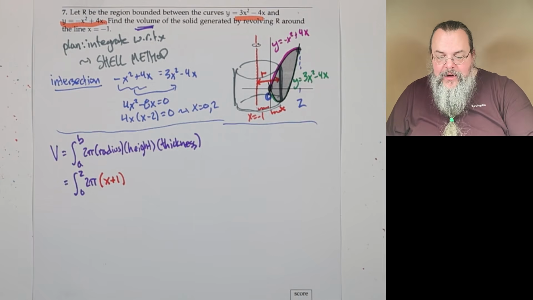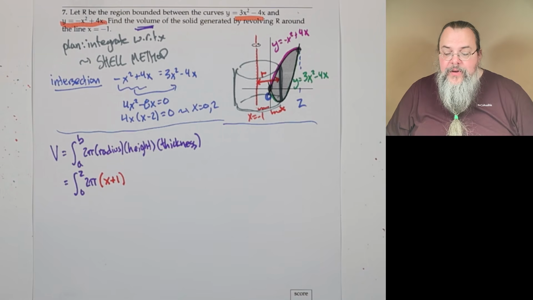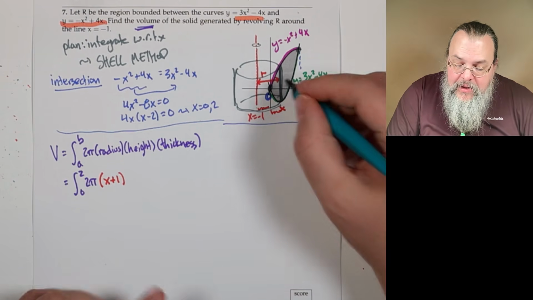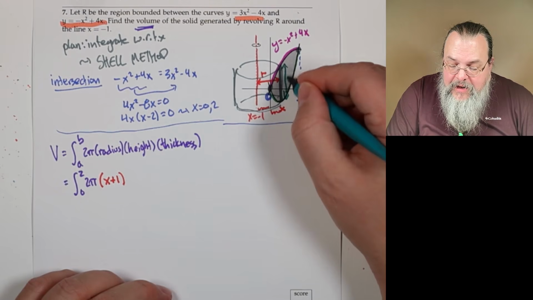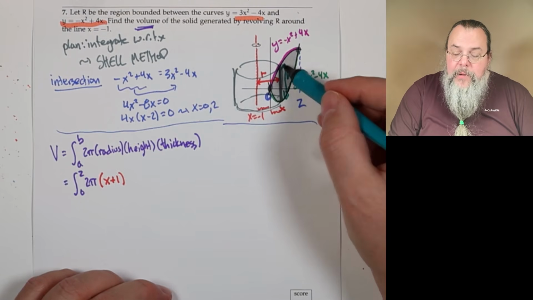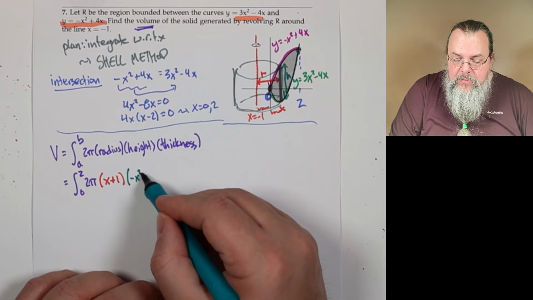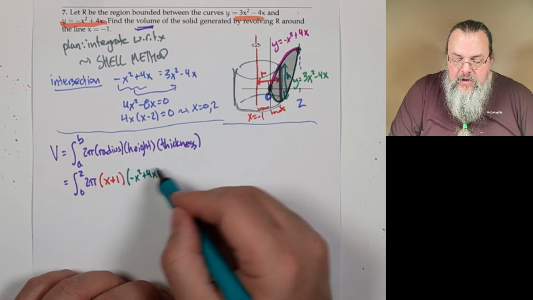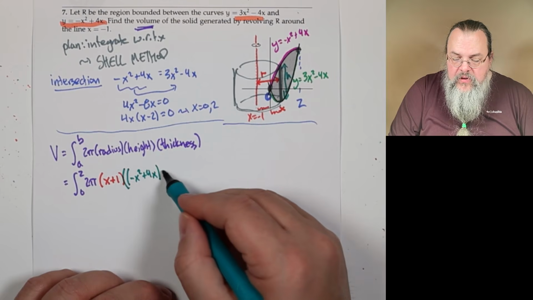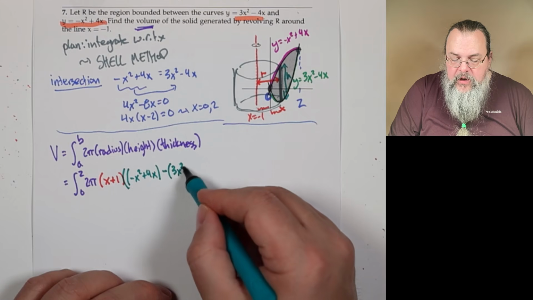All right, now we get to the height. So how do we do height? Well, the height is up and down. This is the height, h. So we take top minus bottom. So we're going to take minus x squared plus 4x. That's our top. Subtract our bottom, 3x squared minus 4x.